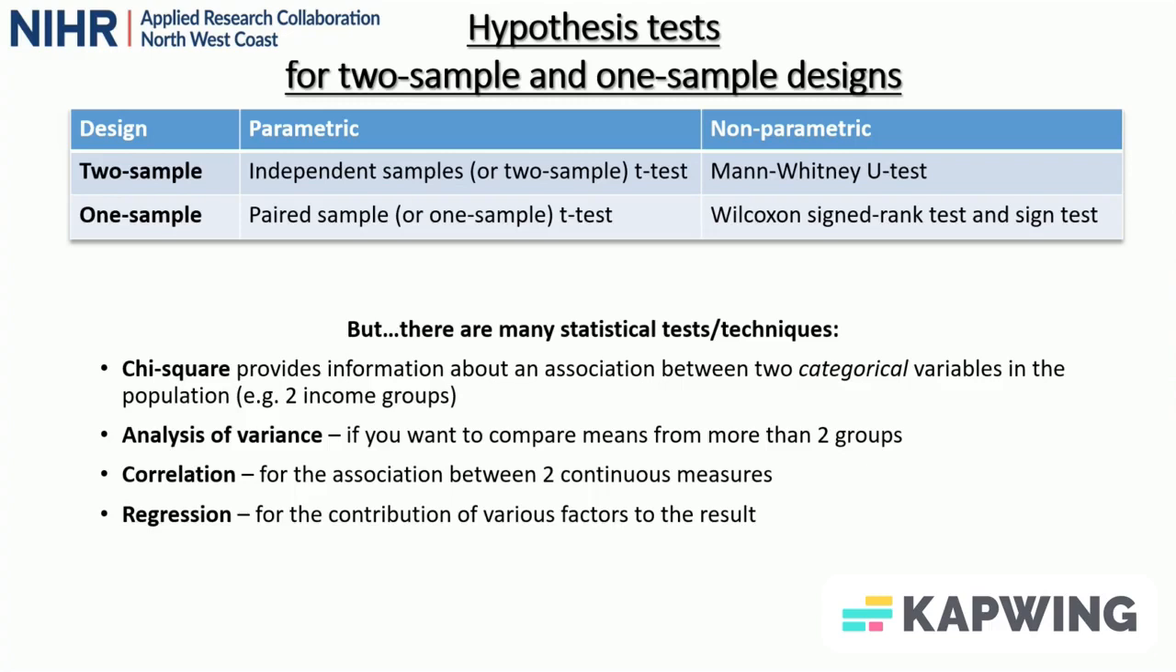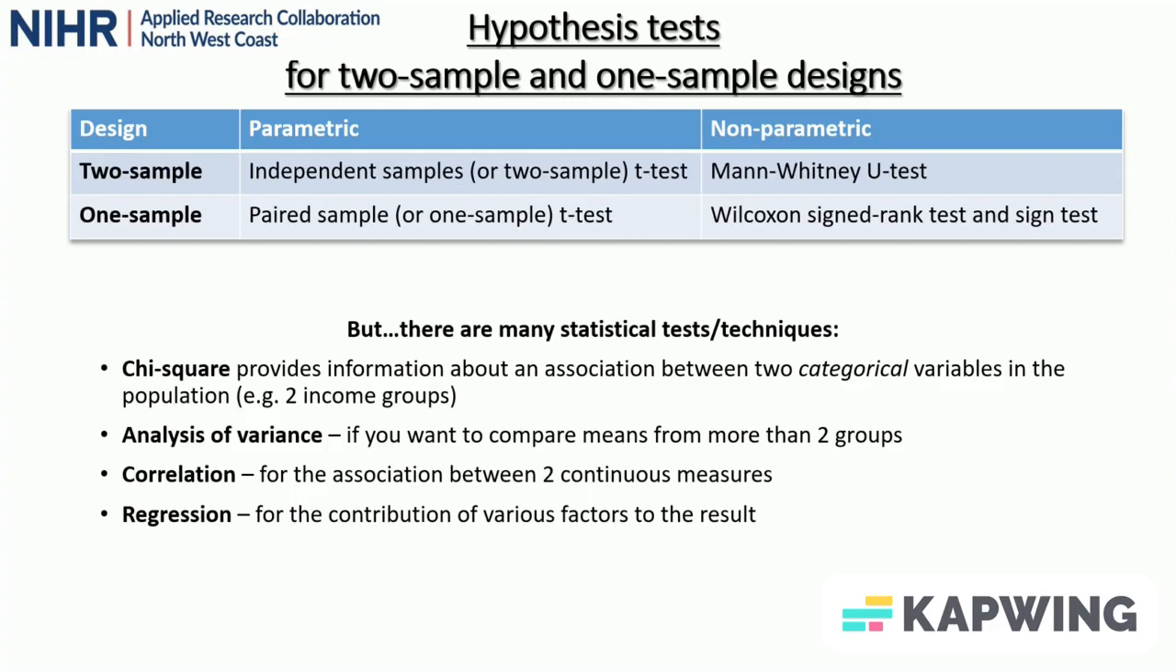If instead we believe that the underlying probability distribution is non-parametric, then in that case we would apply a Mann-Whitney U-test. There are different tests available in the case of a one-sample design. So a one-sample design will be the case where you test the difference pre and post intervention on the same group of people. As you can see in the table, there are parametric and non-parametric tests available for the one-sample design as well. Also, bear in mind that there are many statistical tests and techniques available out there.